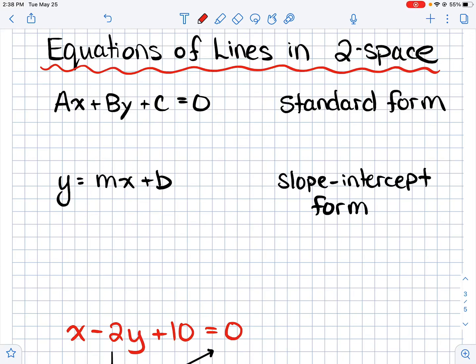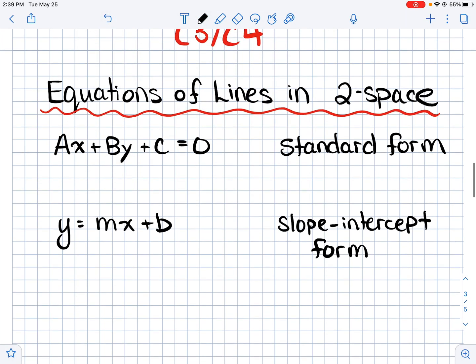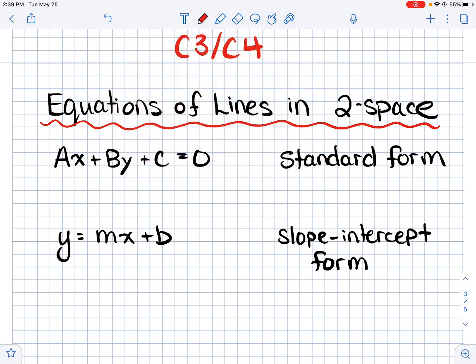All right, and here's our next topic. This is part of C3, C4, expectations and vectors. So we're talking about equations of lines in two space, we're just going to focus on two space right now. So we've seen these before. This is a standard form equation, and we've seen slope-intercept form. We've used them in grade 9, 10, 11, 12.